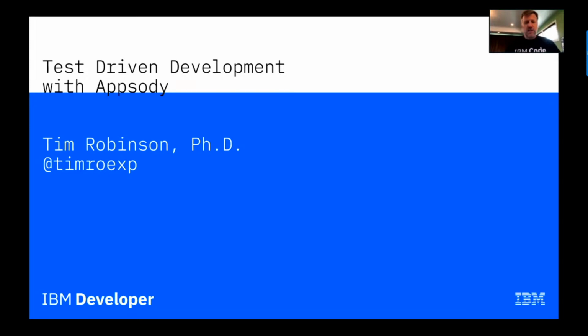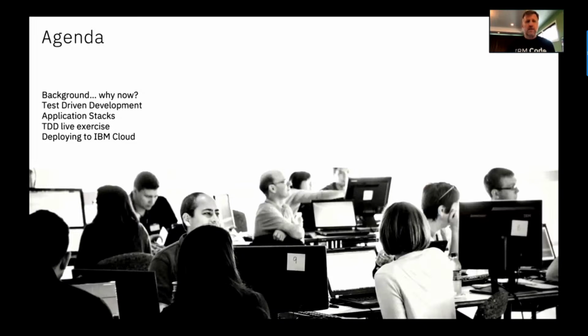So let's go through the agenda that we've got. Our agenda today is going to be covering a background, an introduction into what we're going to be talking about and why. Then we'll actually go into test-driven development, and I will provide some examples, a live walkthrough of doing a programming exercise with test-driven development. And then we're going to switch over to talking a bit about application stacks, and then we'll wrap up by deploying the application to IBM Cloud.